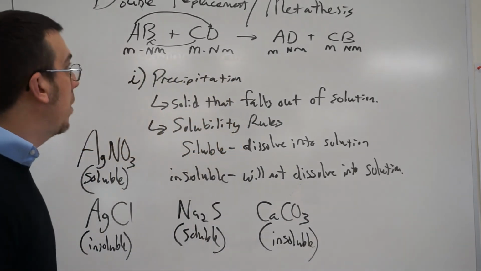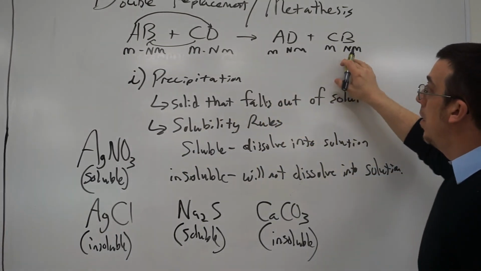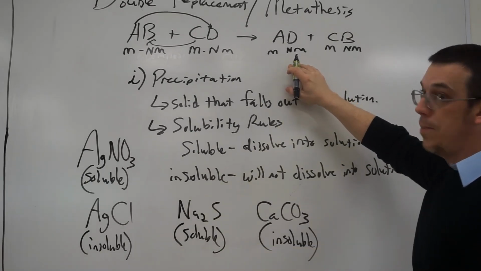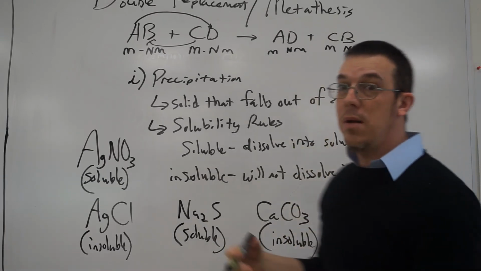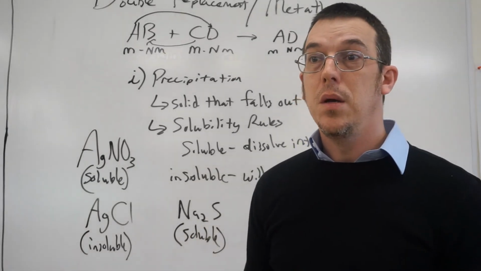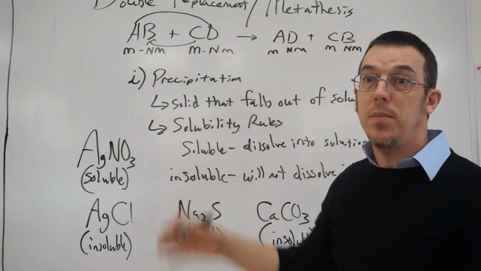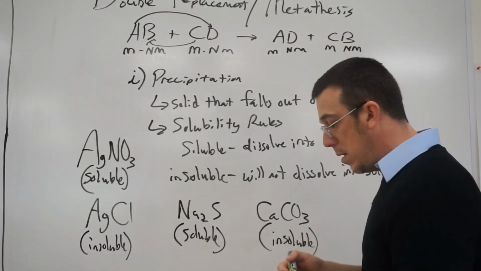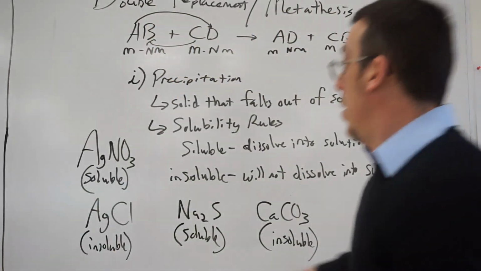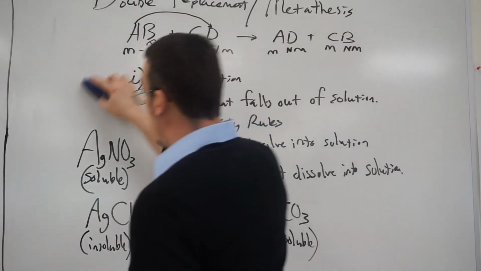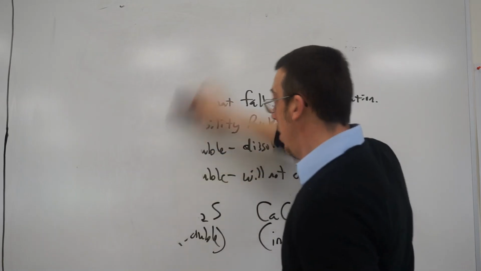That's important because when you go up here and start looking at your products, AD or CB, you're going to be looking at the solubility rules on the periodic table and trying to determine if one of those is a precipitate. Now here's the thing, if they're both soluble in solution, then we would say there is no reaction occurring because we don't see anything happen. And so that's the important detail here. Now let's look at a few examples, and keep your solubility rules out and your periodic table up, so that you can follow along as we go through these examples.